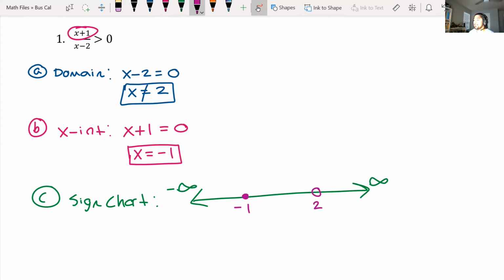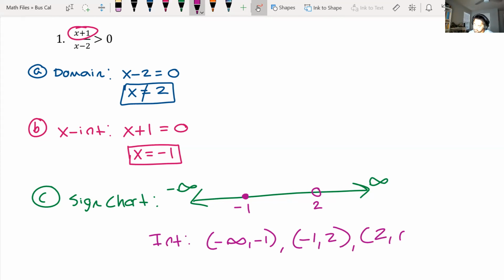Good. And now what we're going to do is list the intervals you see off of this sign chart. So I'm going to say intervals, and my first interval is from -infinity to -1. And my next interval, -1 to 2. And my last interval, 2 to infinity. Good.